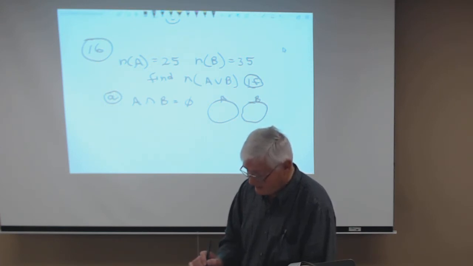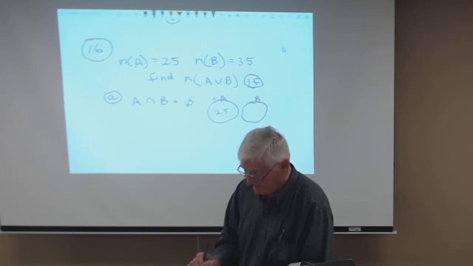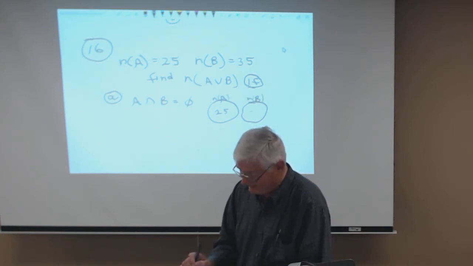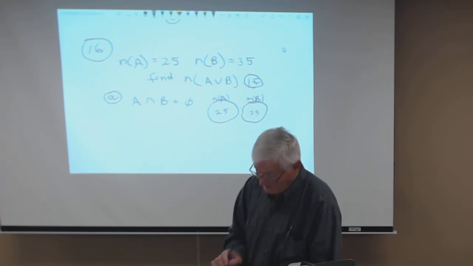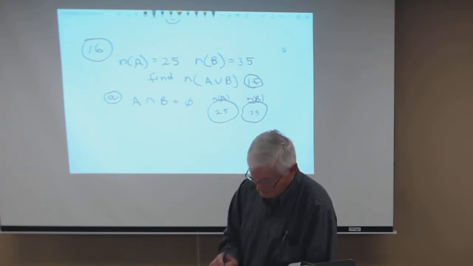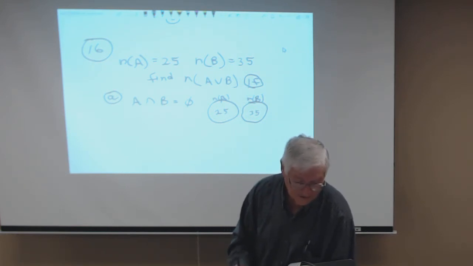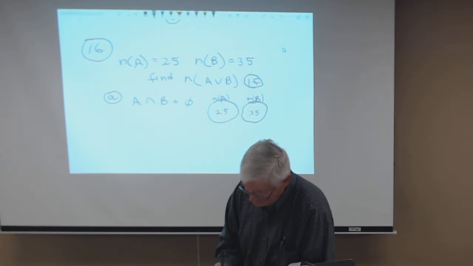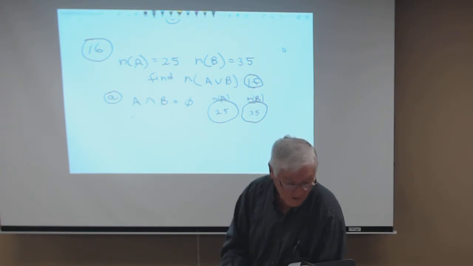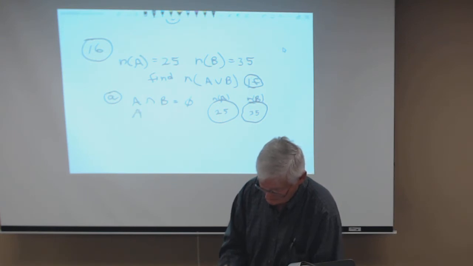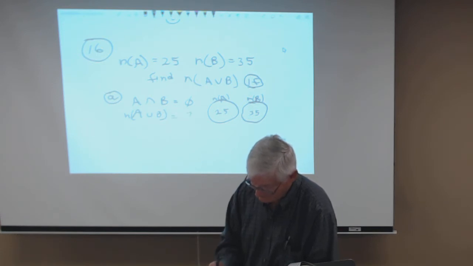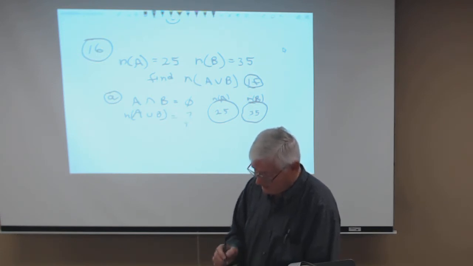So how many elements in A? 25. How many elements in B? I'll put this little n up here. The number of elements in A is 25. The number of elements in B is what? 35. So if that's the condition, what's the number of elements in A union B? And that's what we're trying to find. So if I put A and B together, what do I get? 60.